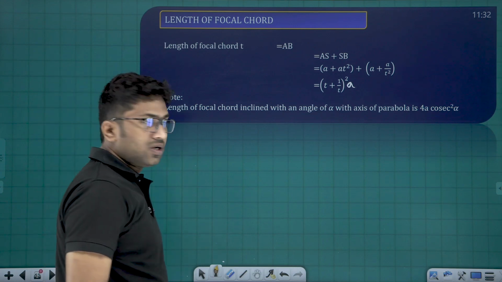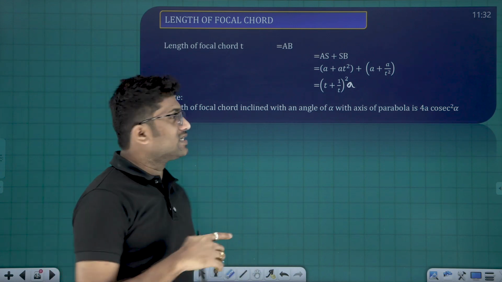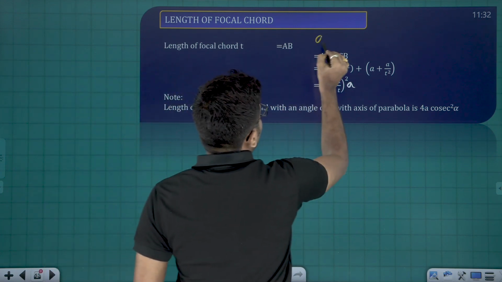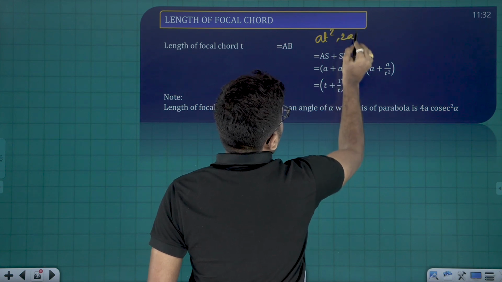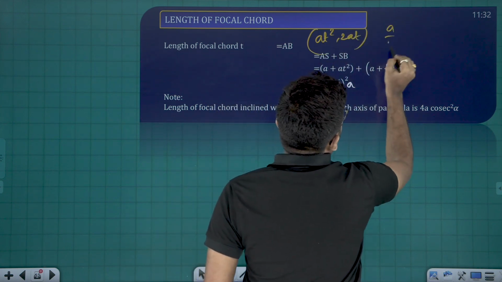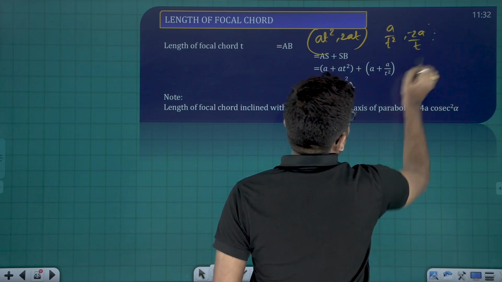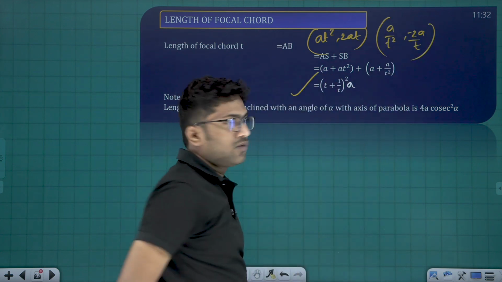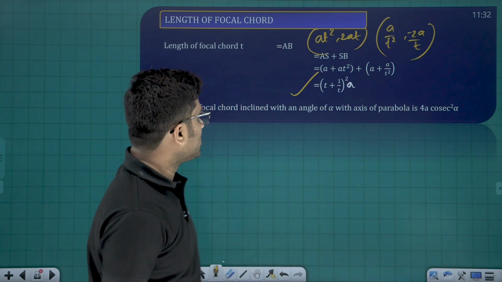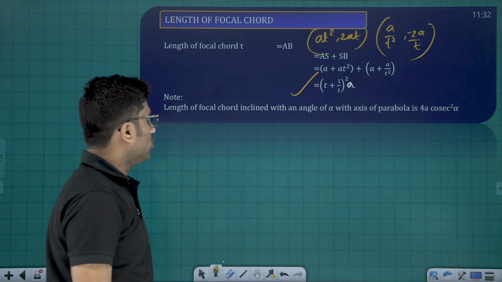Length of the focal chord, as usual, friends. If (at², 2at) and (a/t², -2a/t) are the ends of a focal chord, then the length of the focal chord, that means the distance between the two points, is a(t + 1/t)².